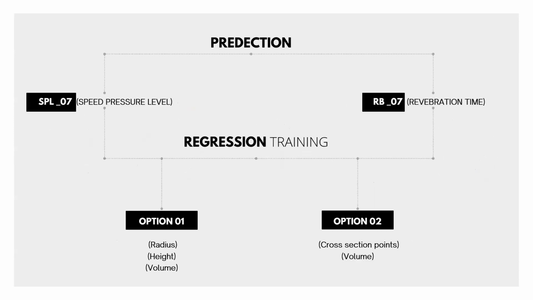As a recap, we want to predict the SPL7 and the RB7 separately, using regression models. To get the best results, we are training on the same set of domes, just representing the dome features in 2 different ways. Option 1: radius, height, and volume. Option 2: cross-section and volume. We're starting with the SPL.